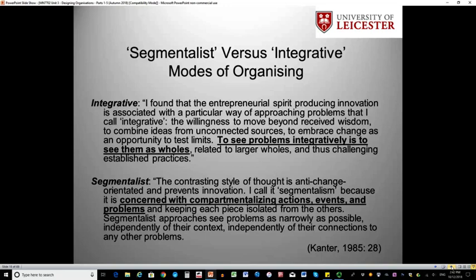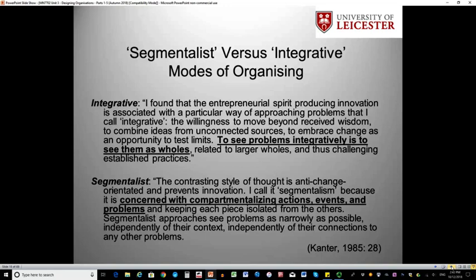So the integrative mode is very similar to the organic mode. And Cantor, from her study of a different set of organisations, predominantly American, very innovative American companies such as Hewlett-Packard, by the way, found that these innovative organisations typically adopted an integrative mode.